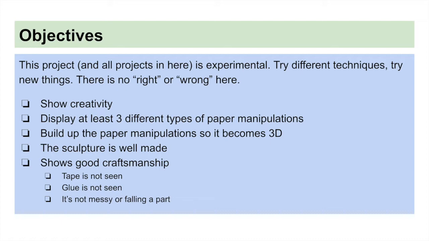I expect that all students will show creativity. You're going to be displaying at least 3 different types of paper manipulations. So even if you really enjoyed the weaving or what that looked like, you still need to choose 2 other ones to add to your sculpture. You're going to build up the paper manipulation so it becomes 3-dimensional. Your sculpture will be well made, and it's going to show good craftsmanship. So there shouldn't be a lot of tape seen, the glue shouldn't be seen, and it's not messy or falling apart. It looks nice and put together.